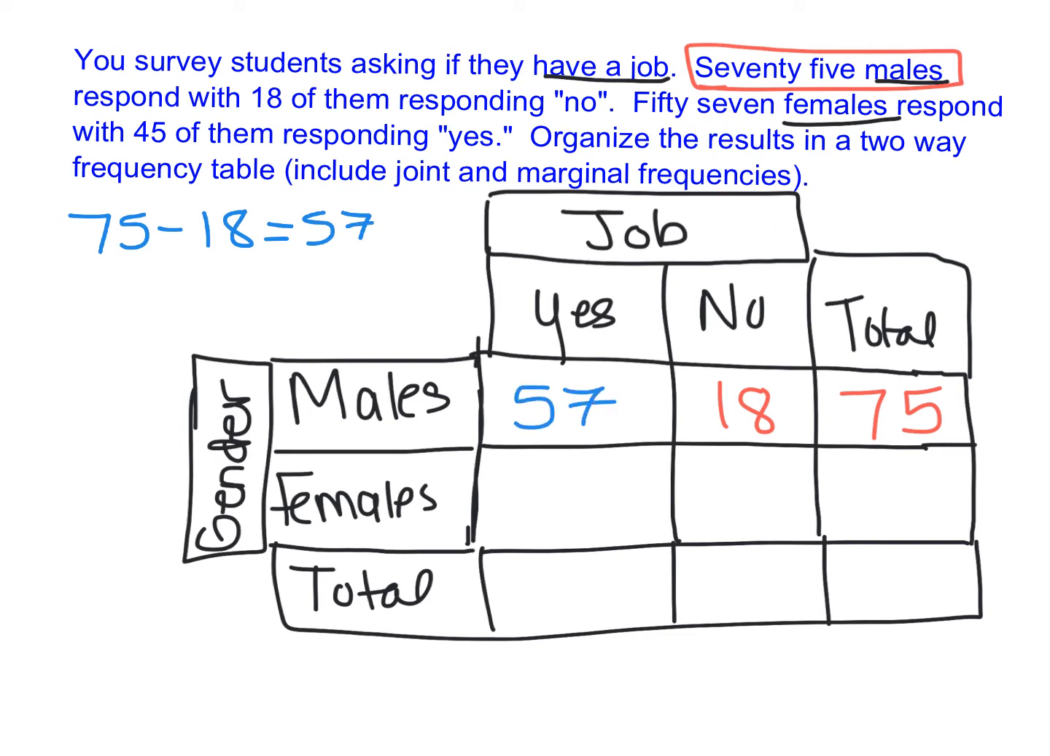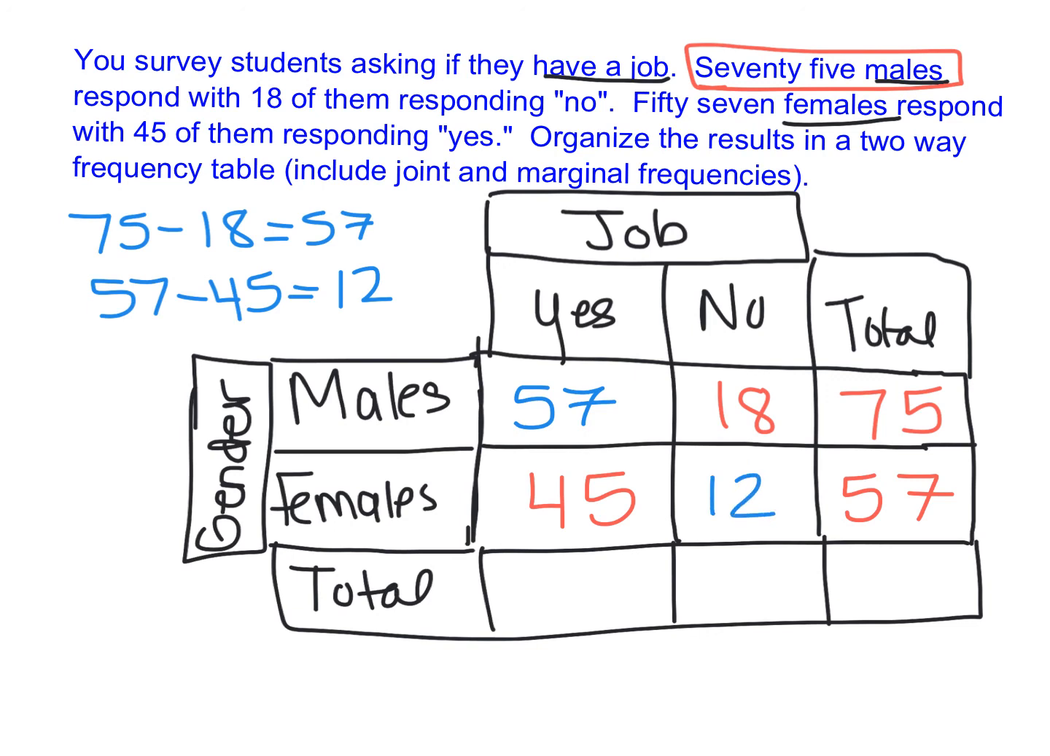Now from here I can use the next detail to help me out to get the second row. We know that we have 57 females total, so that's going to go over here in our total box. And that 45 of them responded with yes, that they do have a job. So similar to the row up above, because I know two of those values, I can say, well, I have 57 total females, and I know that 45 have a job, so by just using subtraction, I find that 12 of them do not have a job.